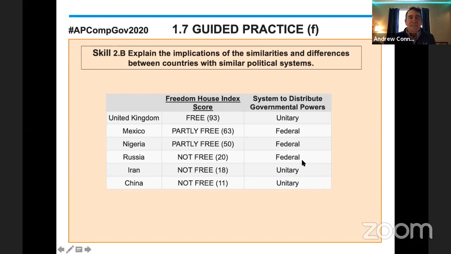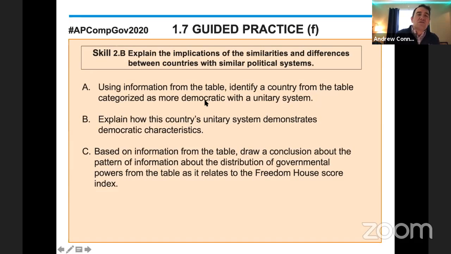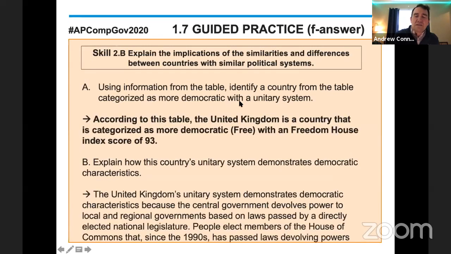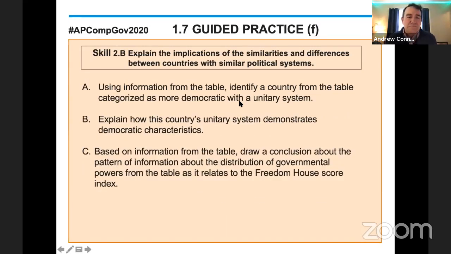So I'm going to come back to that table a couple different times here as we look at what the question asks. The first part of the question is, using information from the table, identify a country from the table categorized as more democratic with a unitary system. Letter B, explain how this country's unitary system demonstrates democratic characteristics. And then letter C, based on information from the table, draw a conclusion about the pattern of the distribution of governmental powers as it relates to the Freedom House Score Index.